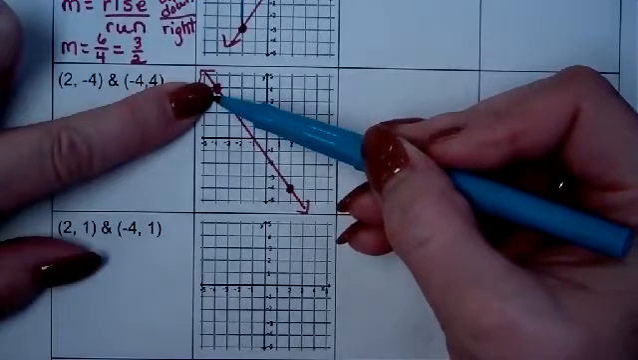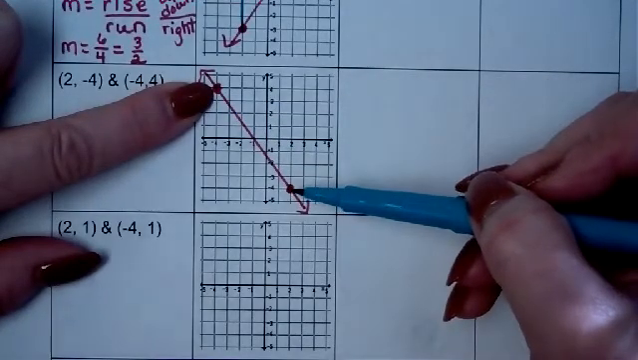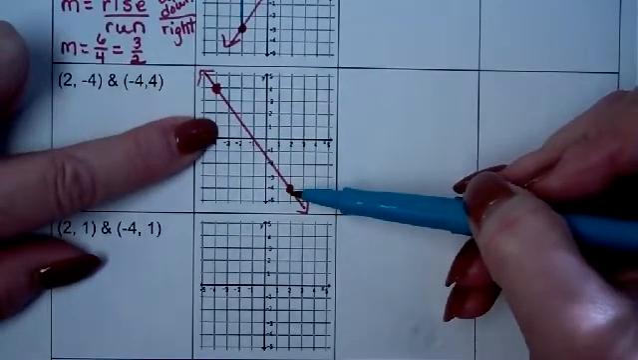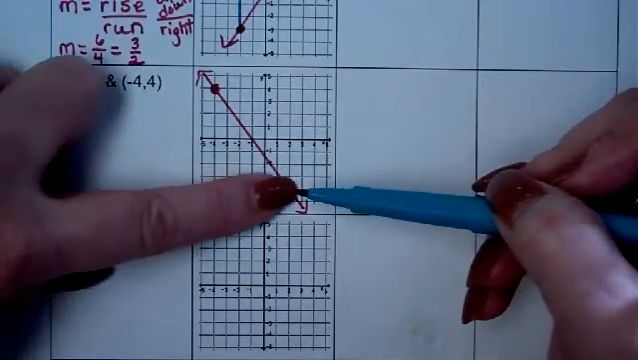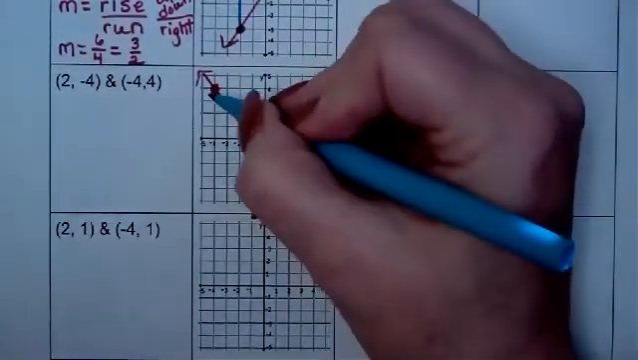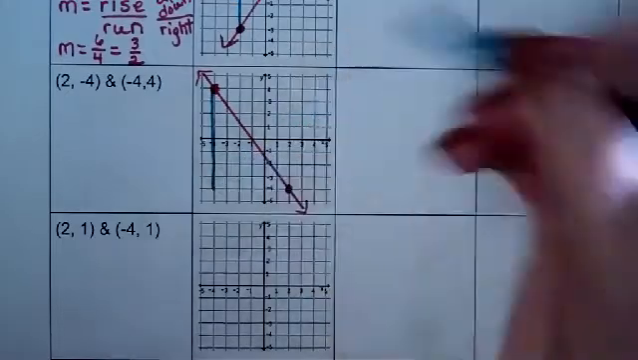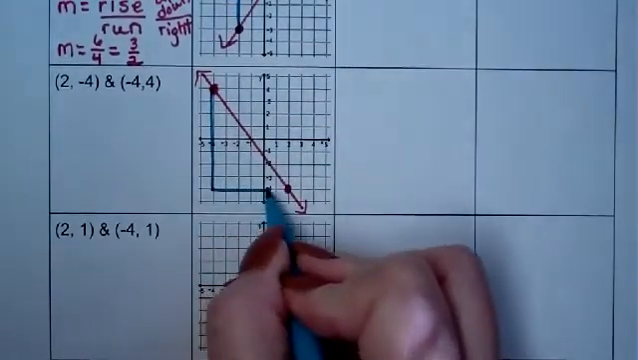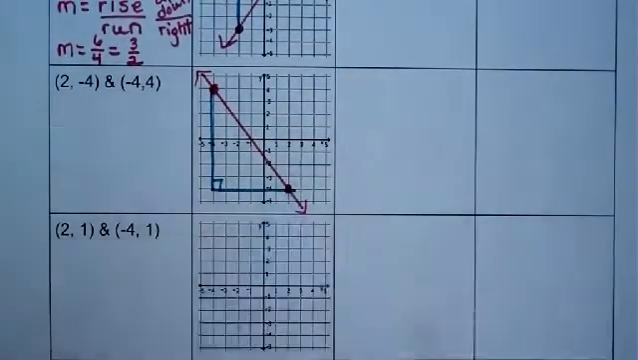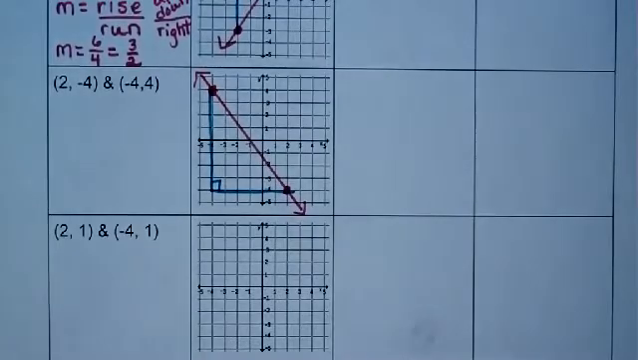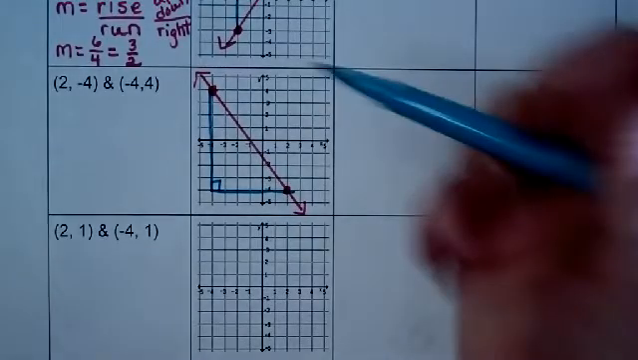So to get from the left point to the point on the right, we've got to go down and to the right. Okay, so that's what I'm going to do. I'm going to go down and to the right and make my right triangle right here. See my right triangle? Now I'm going to count the length of those sides.